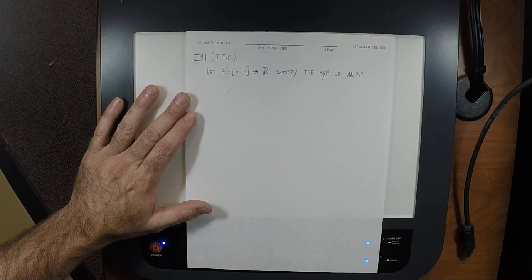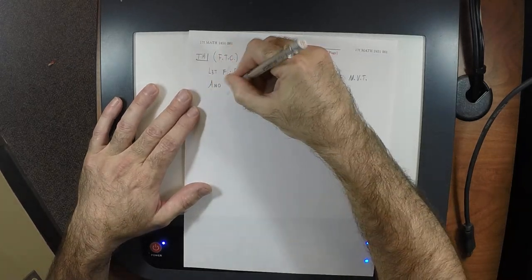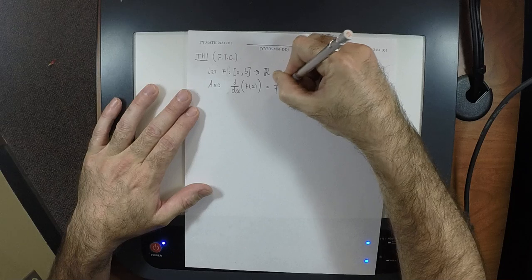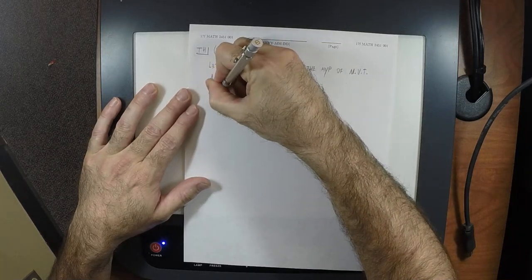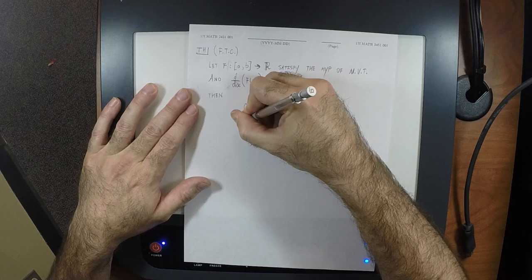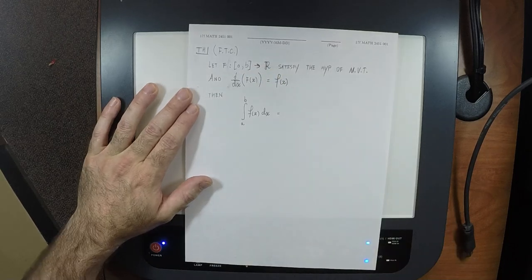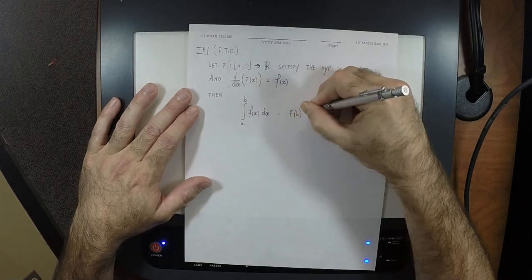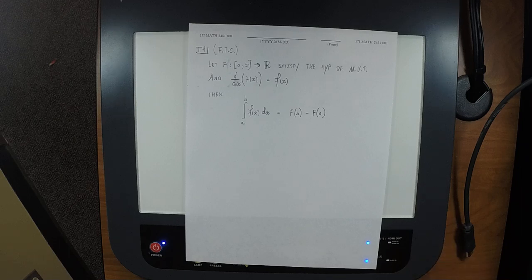So if big F satisfies the hypothesis of the mean value theorem, and furthermore the derivative of big F is little f for some other function, so that big F is little f's antiderivative, then the integral from a to b of f of x dx is what? It's big F evaluated at b, minus big F evaluated at a. So now, let's back up just a minute, because I'm not sure that you understand just how incredible this is of a thing that this is saying.